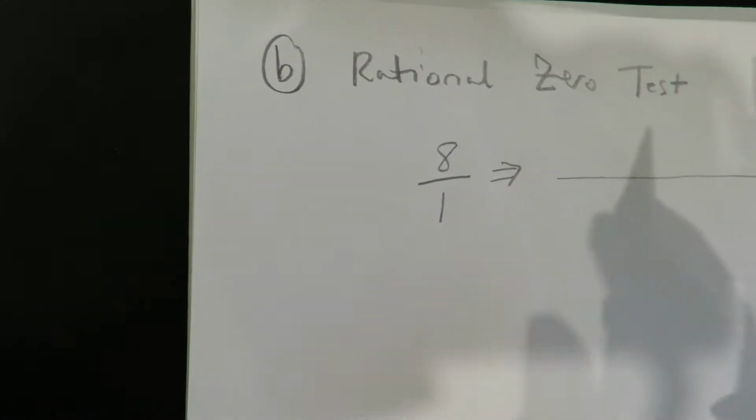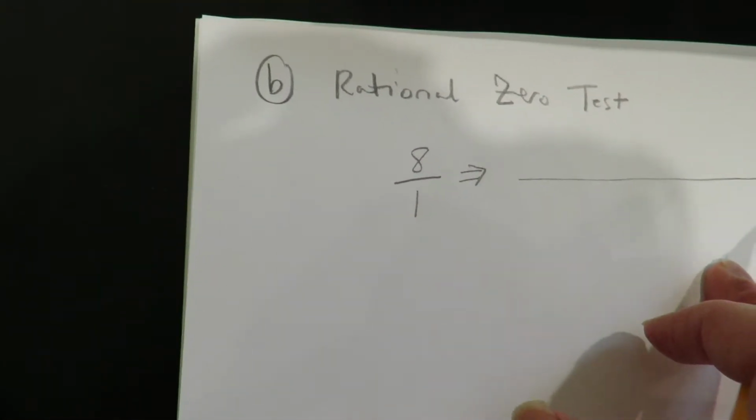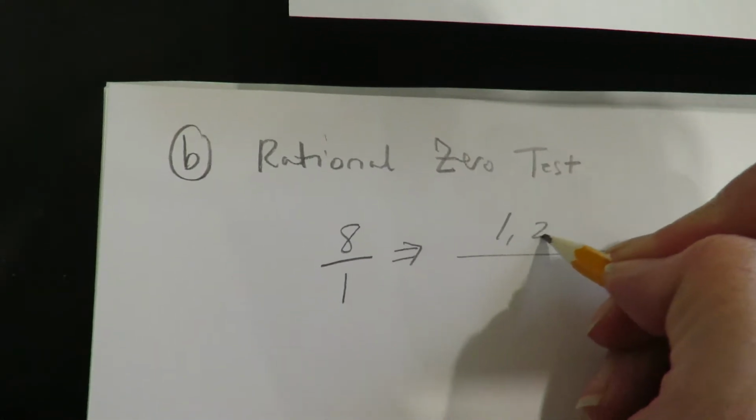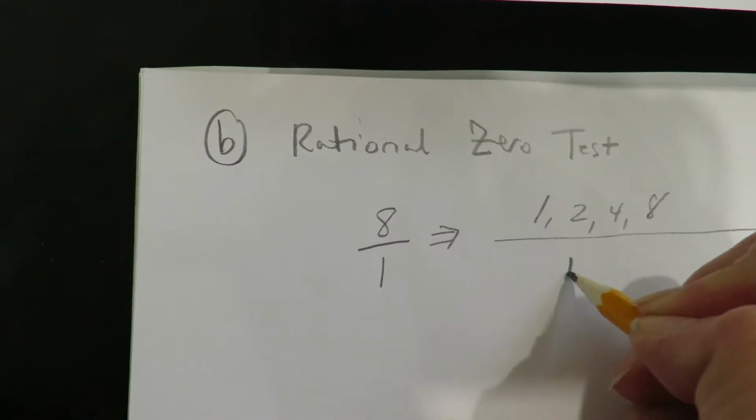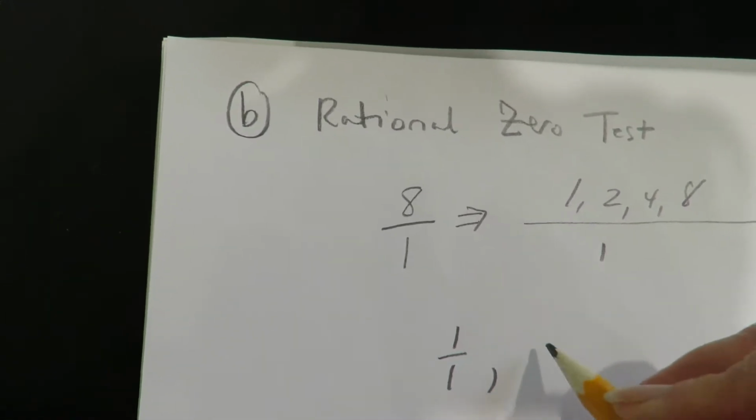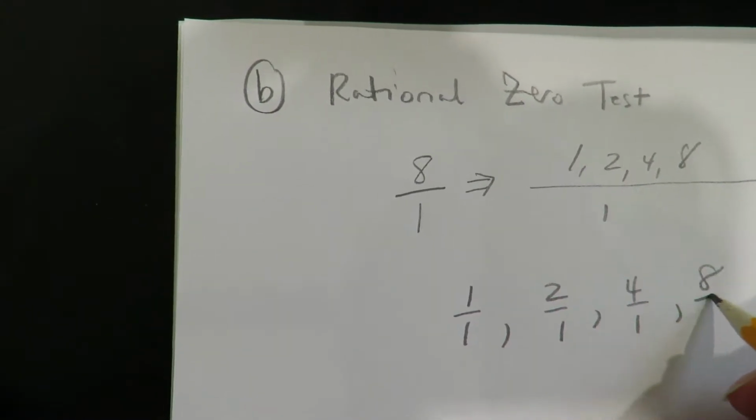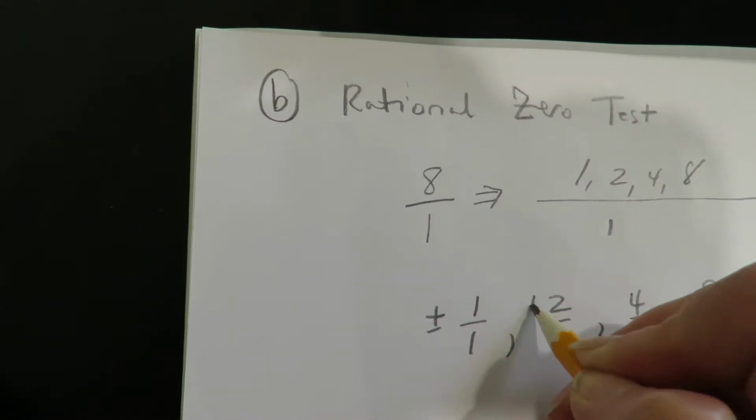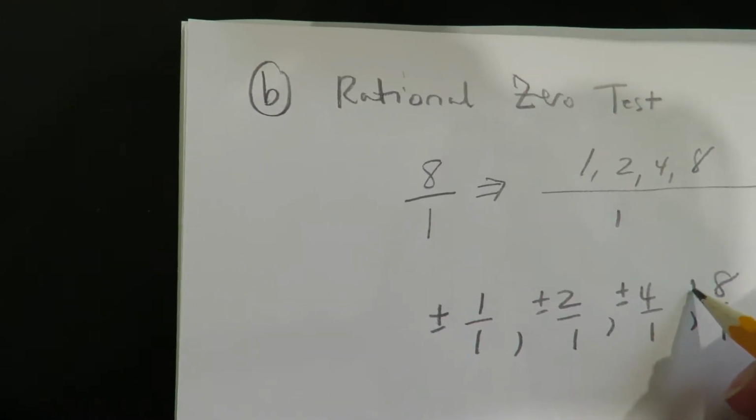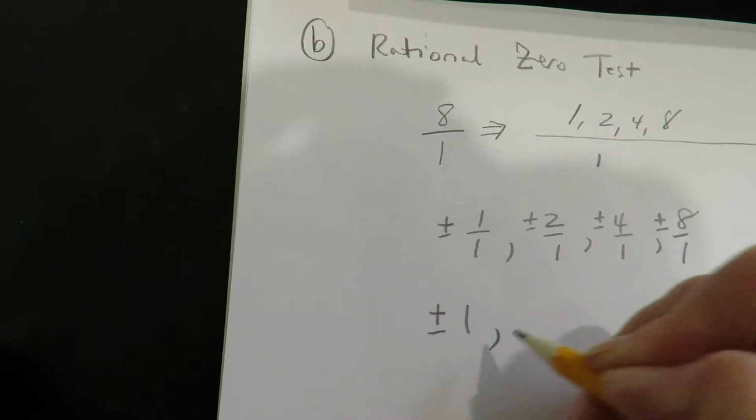Don't ever reduce anything. You're going to set up a bunch of numbers so that you can do a combination. So I just write out all the steps so you can see it. So it's 1 over 1, 2 over 1, 4 over 1, 8 over 1. And then the plus or minus of each category. All right, let me just make it look a little nicer since it's all over 1.